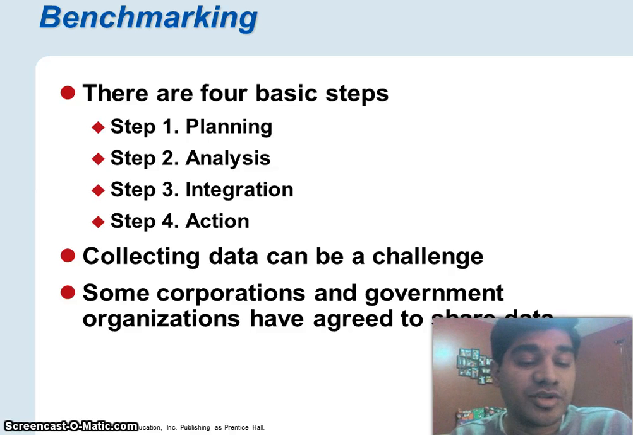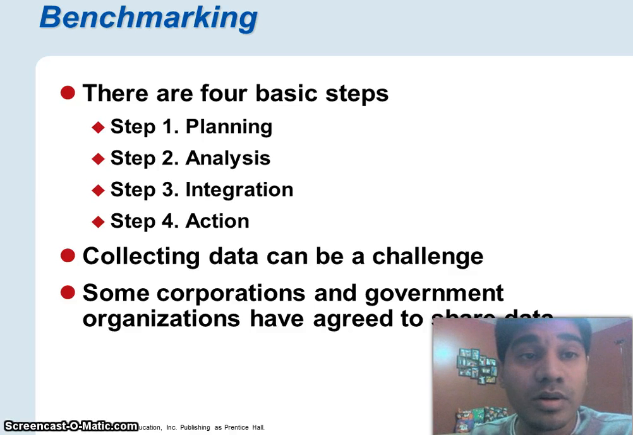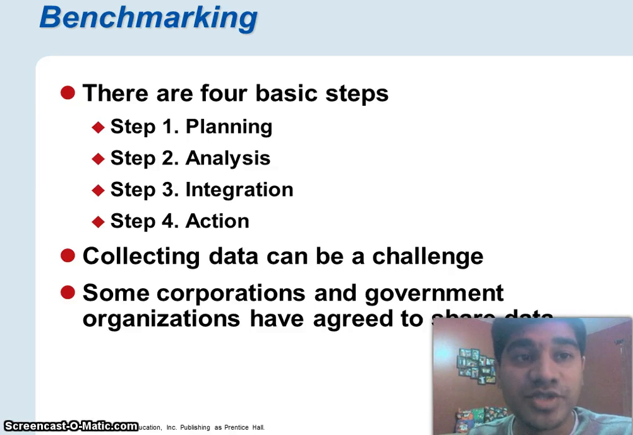And as I said, there's no standard format in which to share information. There's an organization called SCORE, which is the Supply Chain Operations Reference Model, and they have Fortune 500 and big companies as their members. And what they've said is we agree to share data on an anonymous basis on our operations, and that will be used to compare metrics across the industry.